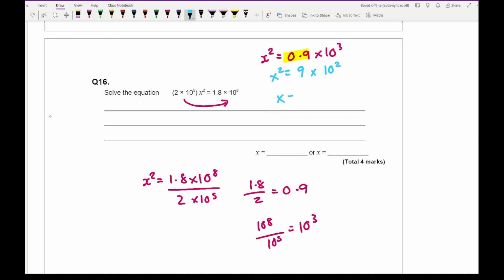So x is going to equal plus or minus the square root of 9 times 10 squared. So here, if I square root the 9, I get 3. So it's going to be plus or minus 3. Square root 100 or 10 squared, I get 10. So the answer then is plus or minus 3 times 10. So the answer then is going to be minus 30 or positive 30.